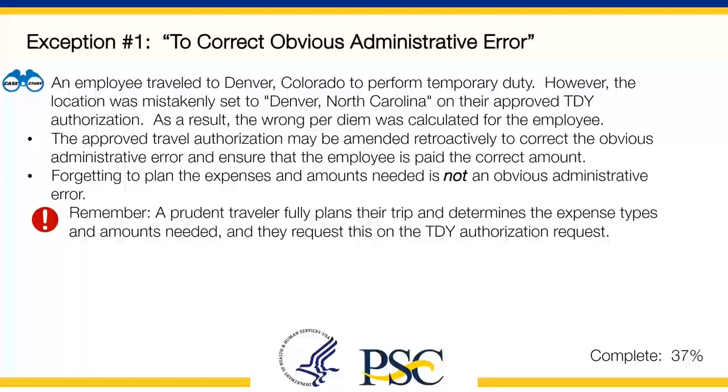However, the location was mistakenly set to Denver, North Carolina on their approved TDY authorization. As a result, the wrong per diem was calculated for the employee. The approved travel authorization may be amended retroactively to correct the obvious administrative error and ensure that the employee is paid the correct amount. Forgetting to plan the expenses and amounts needed is not an obvious administrative error. Remember, a prudent traveler fully plans their trip and determines the expense types and amounts needed, and they request this on the TDY authorization request.